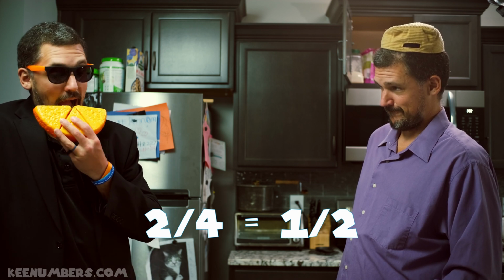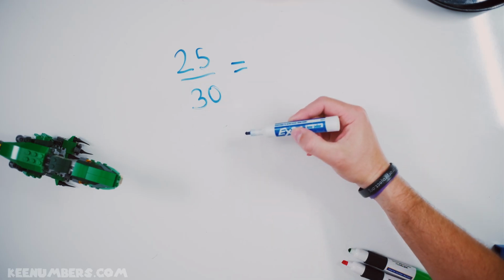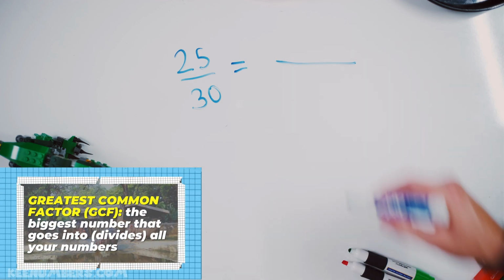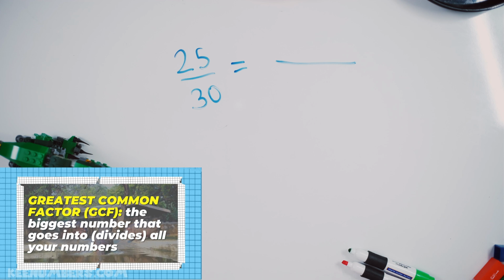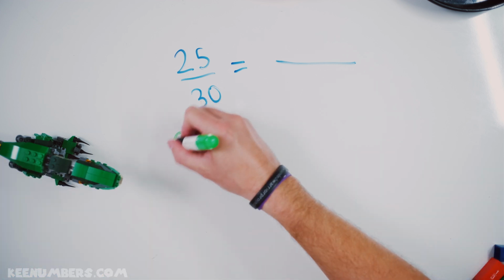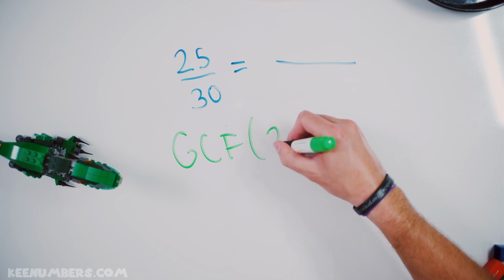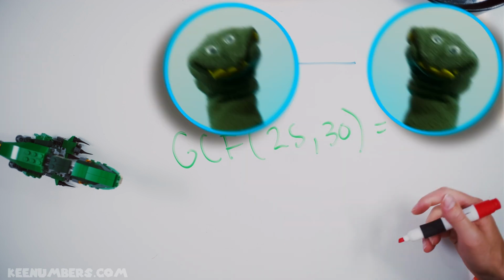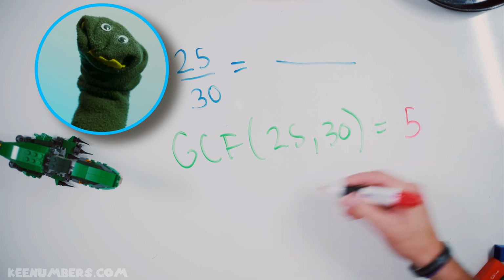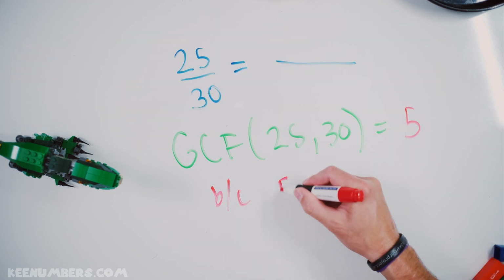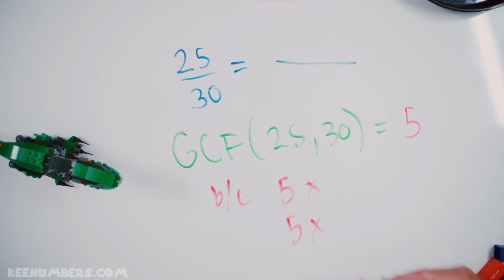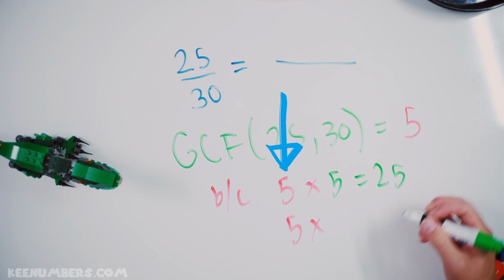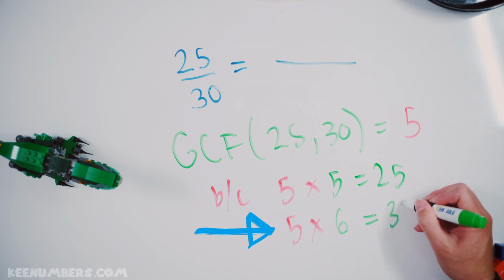Thank you. Let's simplify 25/30. Whew, this looks scary, but don't worry. What's the greatest common factor of 25 and 30? The GCF of 25 and 30. I bet you can see it, it's 5. Because we have 5 5s in 25, and we have 5 6s in 30.